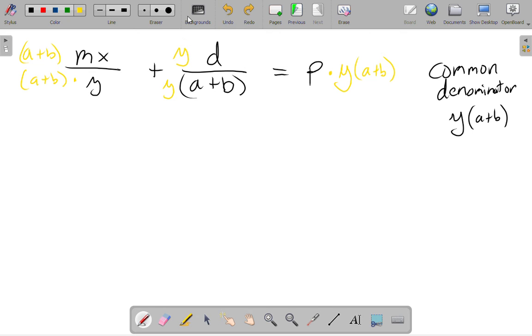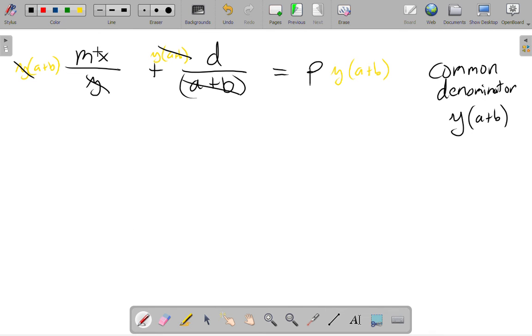Wait a second. I totally messed this up. Back up. What did I mess up? Anybody know? Yeah. I accidentally switched to a different problem, and I was finding a common denominator. That's not what I'm doing. We need to multiply every term by the common denominator. Sorry, my mistake. So everything gets multiplied times y times a plus b. Because if we did it the way I was just doing it, we wouldn't be able to cancel.